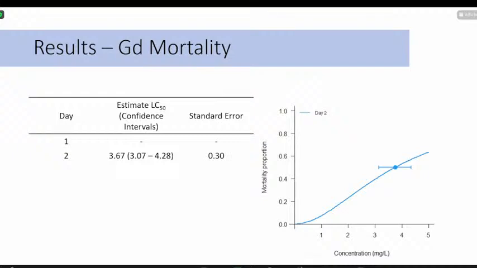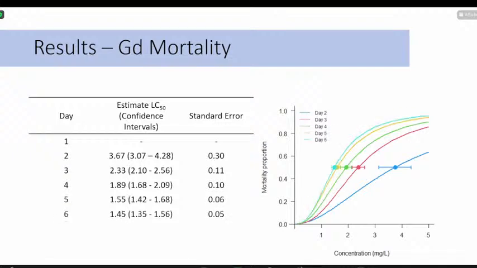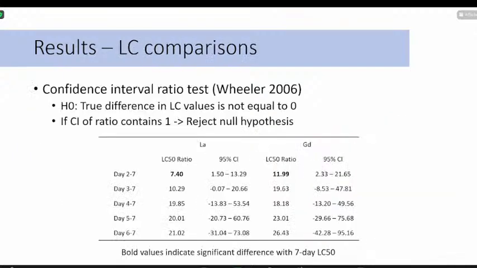the LC50 of the 2 days was 3.67. Then for day 3, 2.33, 1.89, 1.55, 1.45, and lastly 1.38. So as you can see, for both elements, the LC50 was decreasing with increasing day, and also the confidence intervals, the 2 lines that you can see around the estimates, were also decreasing because the data was improving for the mortality.